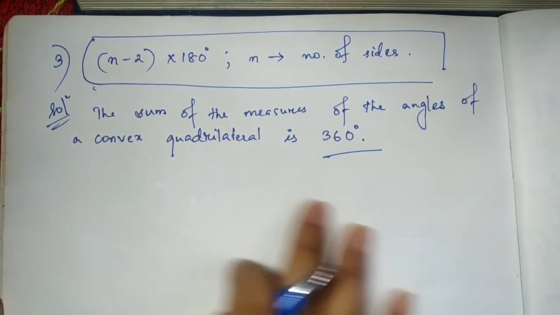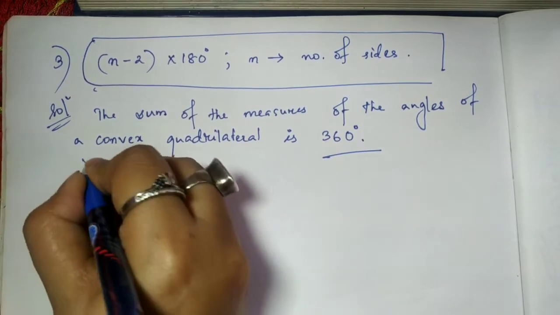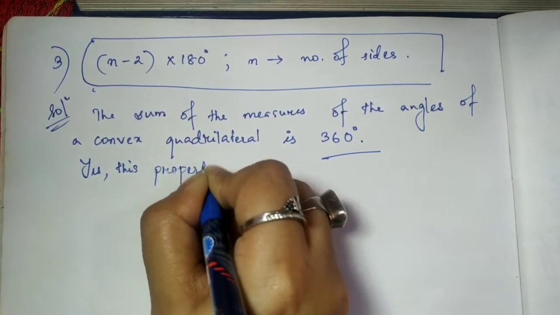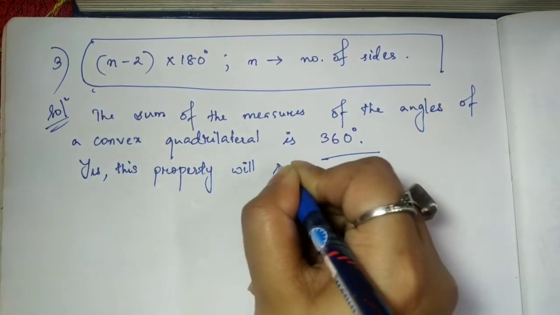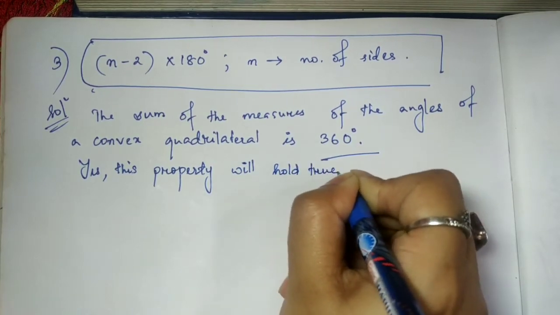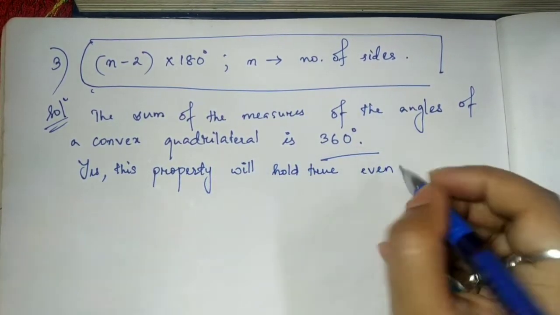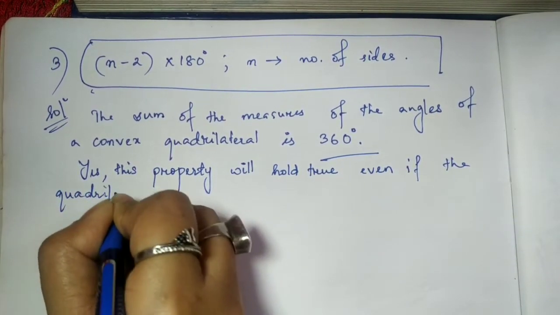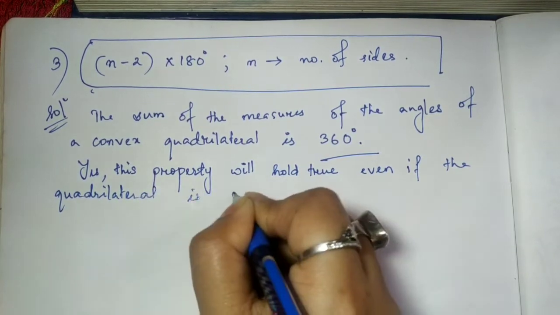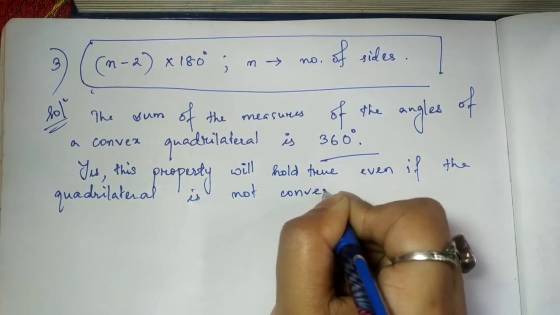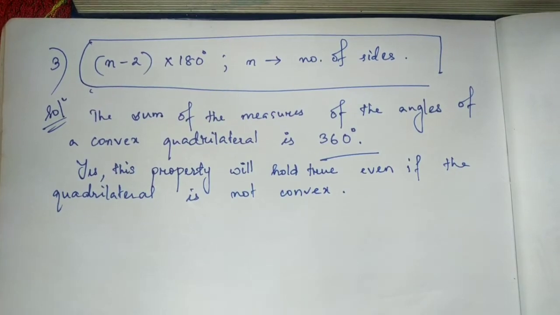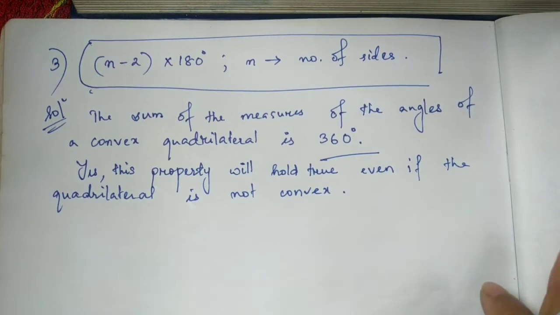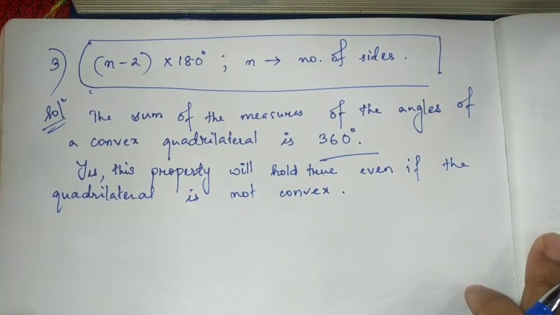So now you can just directly write in a statement: yes, this property will hold true even if the quadrilateral is not convex. Okay, now I'll show you with the help of an example how you can understand this. This part is the solution of this question, but I'll show you the explanation which is not required to write down for the solution, but you need to understand how it is coming.